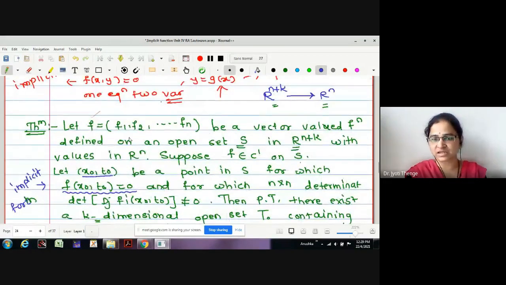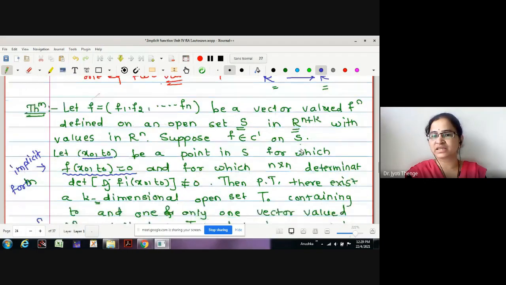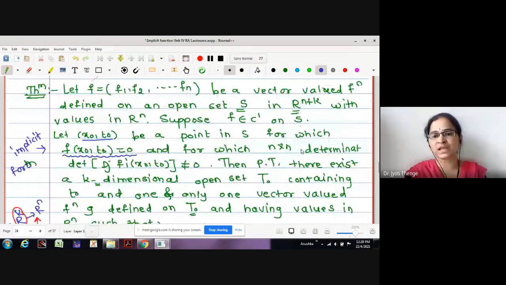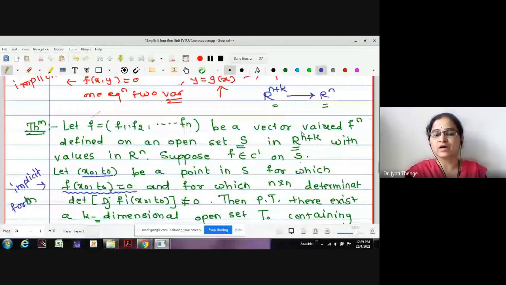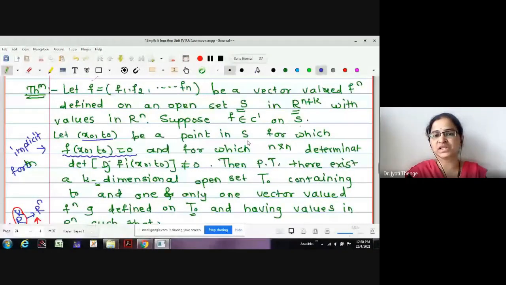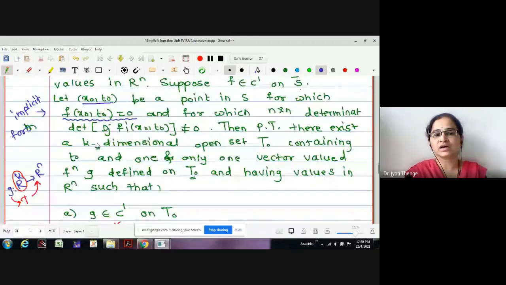With this first statement, we can understand very easily that the nature of the function is of the type R^(n+k) to R^n. That is, the function is defined on (n+k)-dimensional space, and the resultant is an n-dimensional space. Also, it is given that the function belongs to C1, which means the function is continuously differentiable. Also, there exists one point, say (x0, t0), in the domain S, for which the function is 0. That is, f(x0, t0) = 0. This is the implicit form of the function for the point (x0, t0).